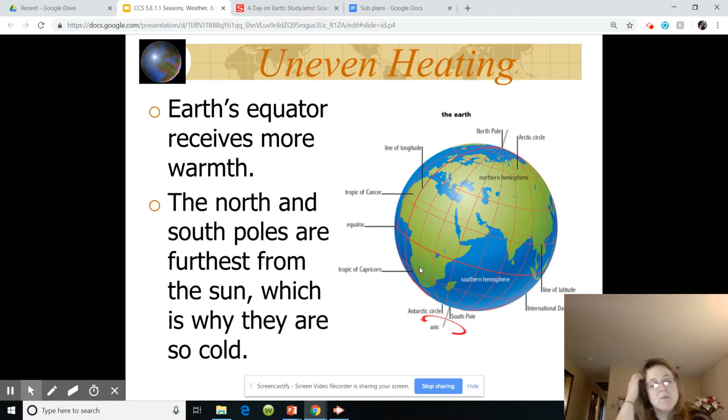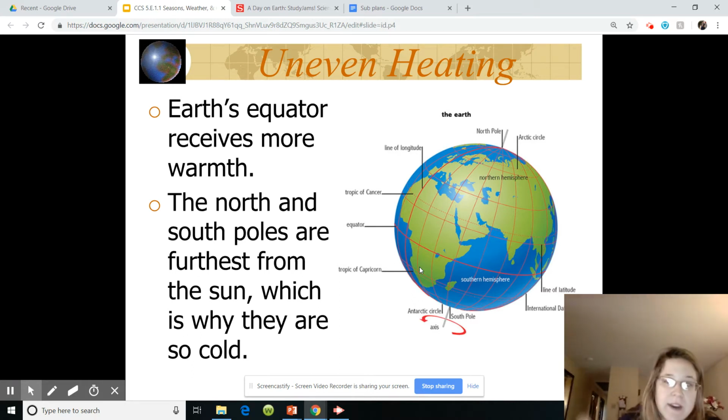Earth's equator receives more warmth. The North and the South poles are the furthest from the sun. So why are they so cold? Okay, think about it. Uneven heating. So the North Pole and South Pole have a lot more ice. Correct? So sometimes they're the farthest away.